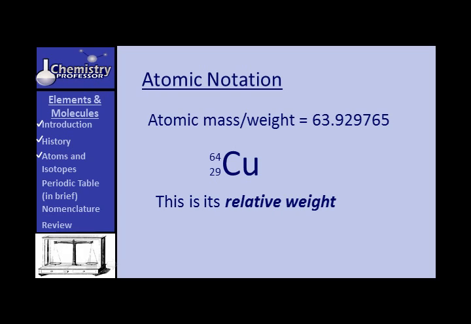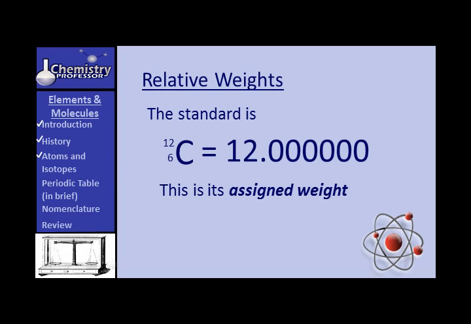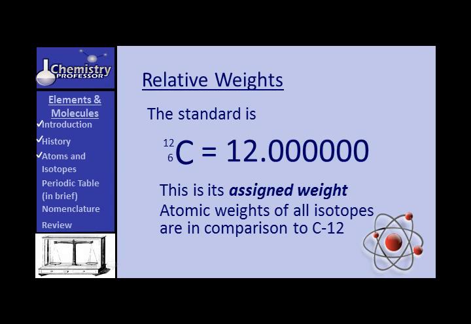Well, if it's a relative weight, it's got to be relative to something. So what's the standard? Well, the standard that we use is carbon-12. And carbon-12 has a mass of 12. It has a mass of 12 because that's what we said it was going to be. That is its assigned weight. And the atomic weights of all isotopes are in comparison to carbon-12.